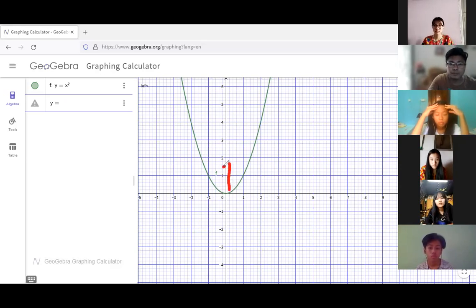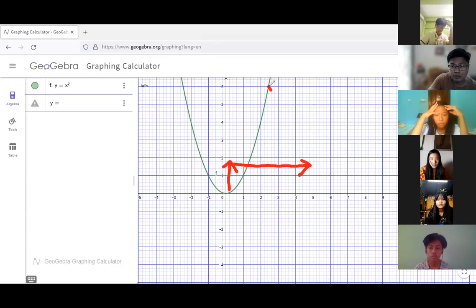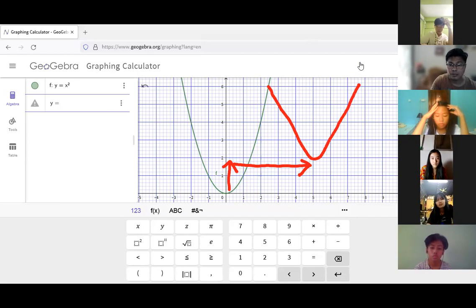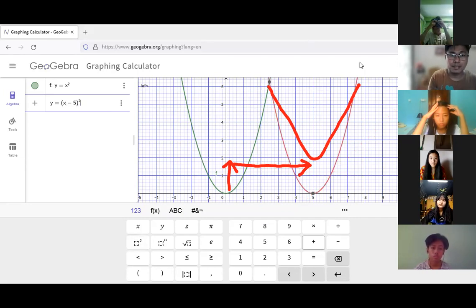Translation. In the quadratic, the minus sign means horizontally positive. Now, y equal to x squared. Now the translation is minus 5 the whole square, plus 2.